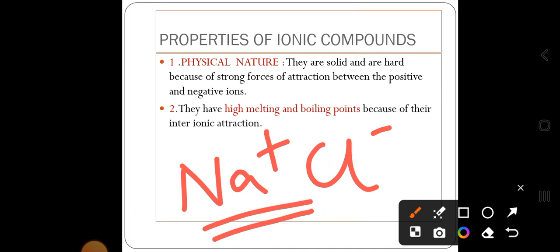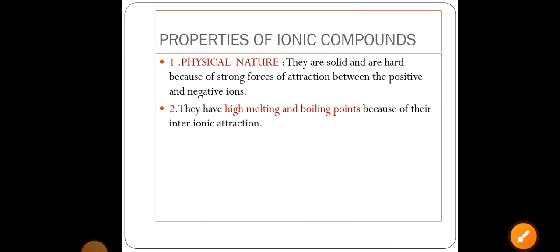Examples are NaCl, KCl, KBr, CaCl2, etc. There are many types of ionic compounds. They are all very hard and solid. Now, the second point: they have high melting and boiling points because of their interionic attraction.